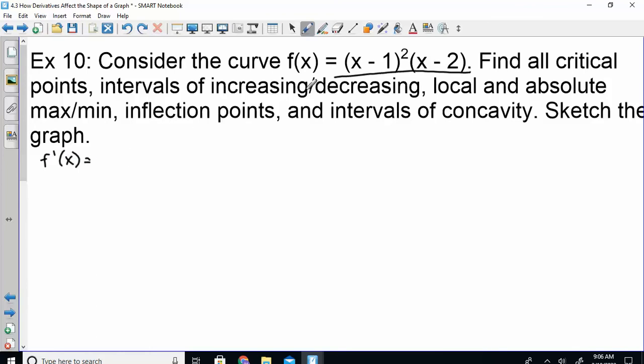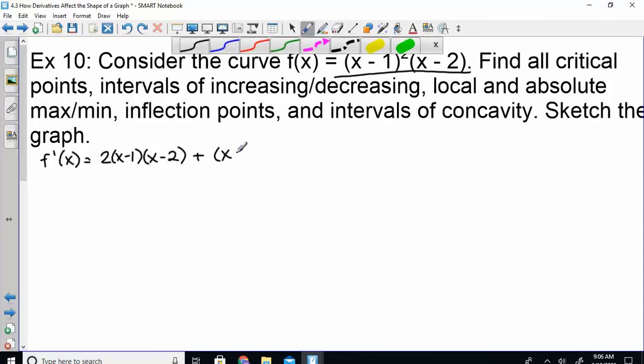So product rule, derivative of the first, so the 2 comes down, inside stays the same, subtract 1 from the power, times the derivative of the inside, which is just 1, so I don't need that, times the second, plus the first, times derivative of the second. What is the derivative of the second? All right.